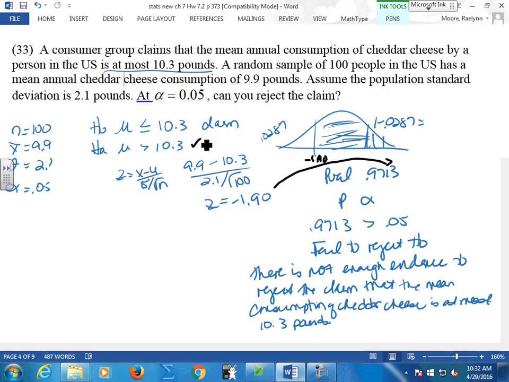And you test. P-val test, p-val to level of significance, use your chart. It's greater than, fail to reject H0. So again, follow your chart. I want you to use these words: there's not enough evidence to reject the claim. What is your claim? That the consumption of cheddar cheese is at most 10.3 pounds. Just go through and repeat the claim. All I want you to do is repeat it.